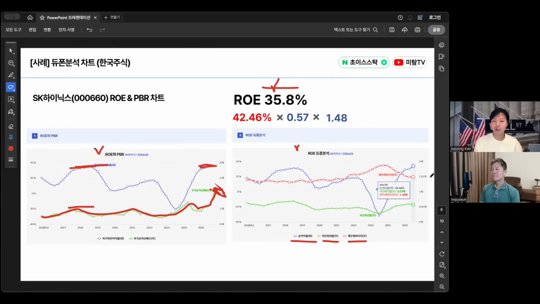If you multiply the values of these trends together, you get exactly 35.8. If you look here, you'll see that the asset turnover rate has been dropping, then goes up a bit. When the asset turnover rate goes up, it means, as I mentioned earlier, that the company is generating good sales growth with its assets. That's where the sales growth rate comes from.